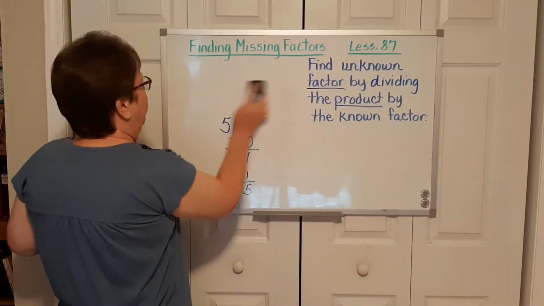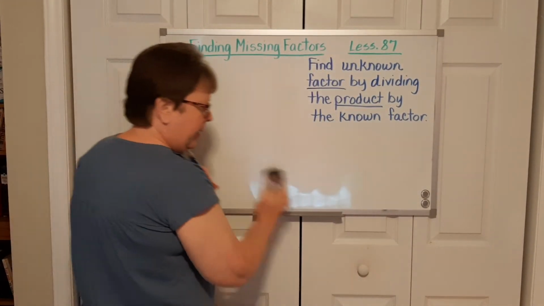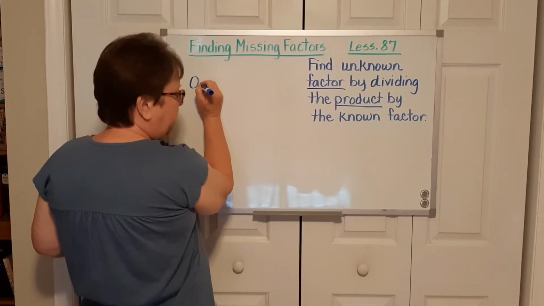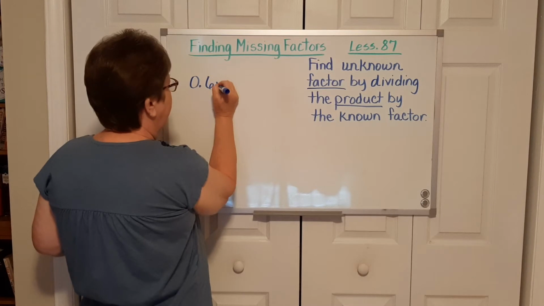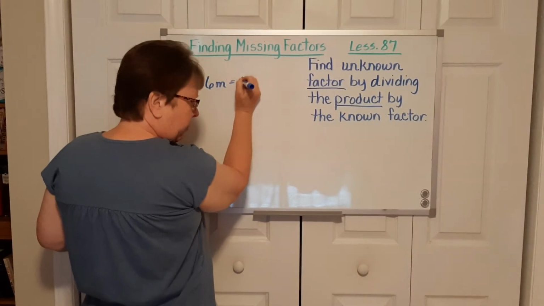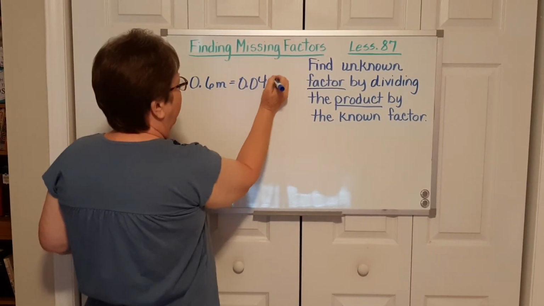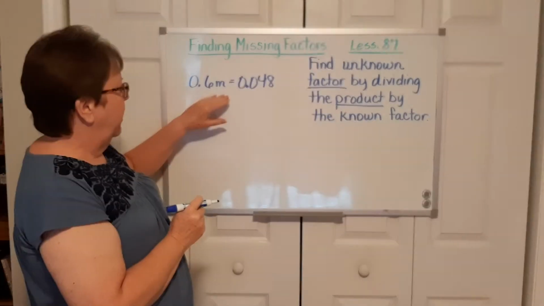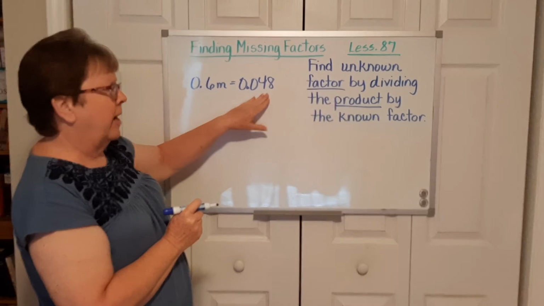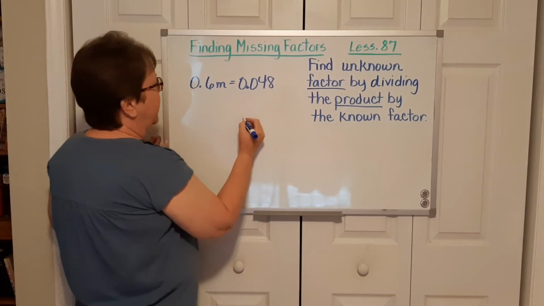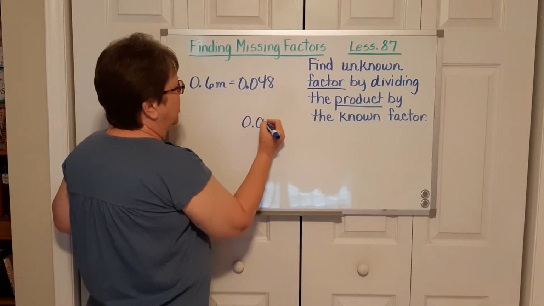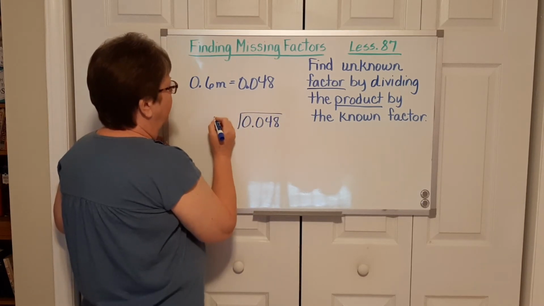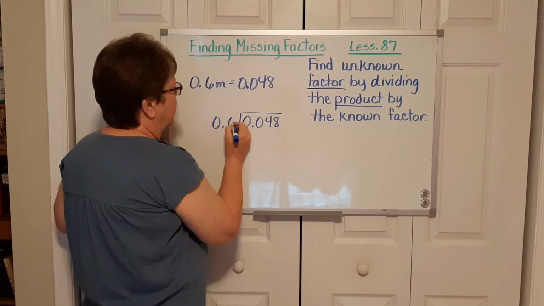Let me do another one. Now this one's going to involve decimals, but you do it the same way. 0.6m equals 0.048. Again, here's our known factor, here's our unknown factor, and here's our product. So we take our product, 0.048, and divide it by our known factor, 0.6.